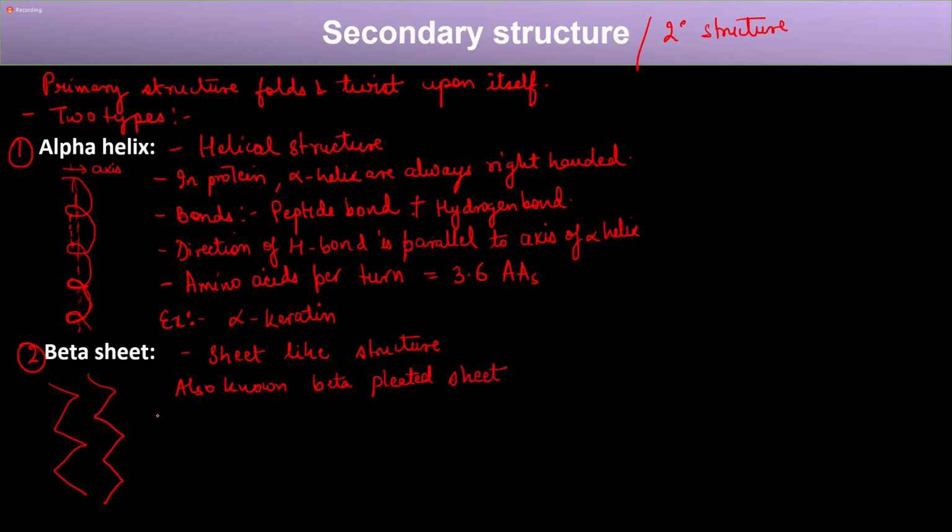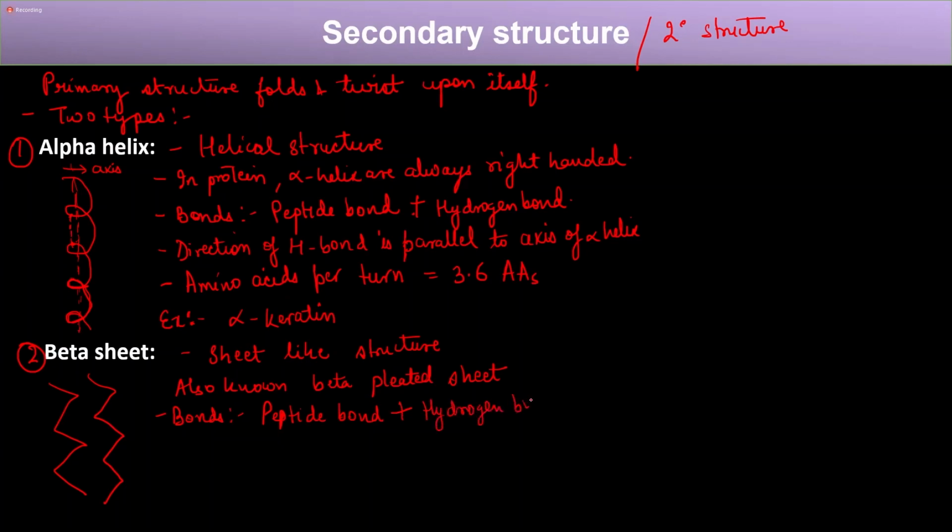Okay. Now again, what bonds are present in the beta sheet? The same as the alpha helix. So it has peptide bond. The beta sheet has peptide bond because it is formed upon the folding of the primary structure. So it has peptide bond plus it also has hydrogen bond.